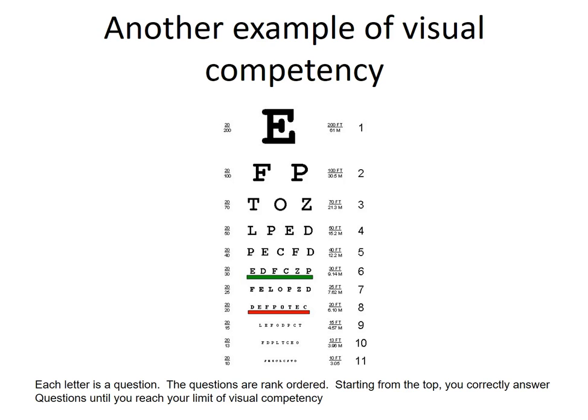If you think about it, each letter is a question, and the questions are rank ordered. Starting from the top, you can correctly answer questions until you hit the limit of your visual competency. So on the underlying single scale, letters like L, P, E, D are all measuring the same thing, so they're kind of redundant, and so forth.